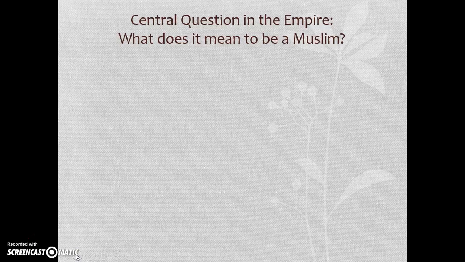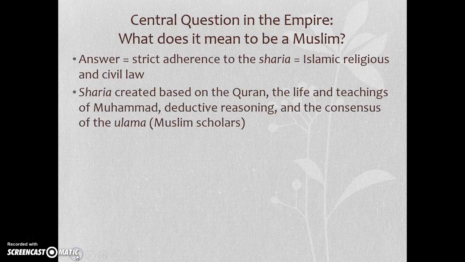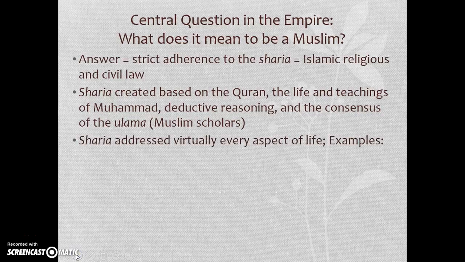There's a central question as far as the empire is concerned. What does it actually mean to be a Muslim? First, there was strict adherence to the Sharia, which was the Islamic religious and civil law. And the Sharia, we understand, was based on the Quran. It was the life and teachings of Muhammad. It included deductive reasoning and the consensus of the ulama, which were the Muslim scholars. The Sharia addressed virtually every aspect of life.